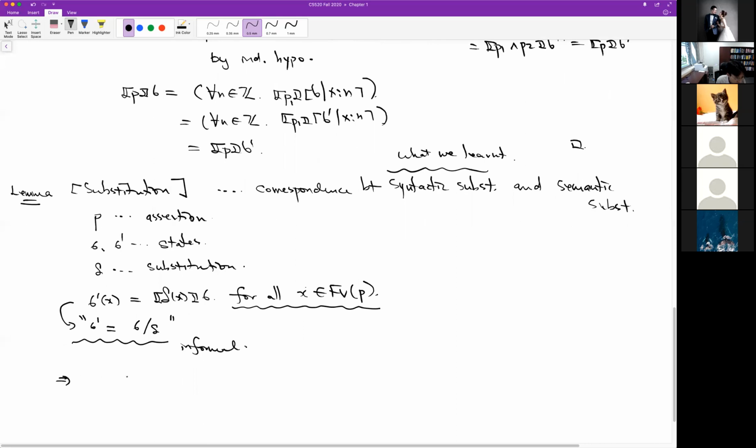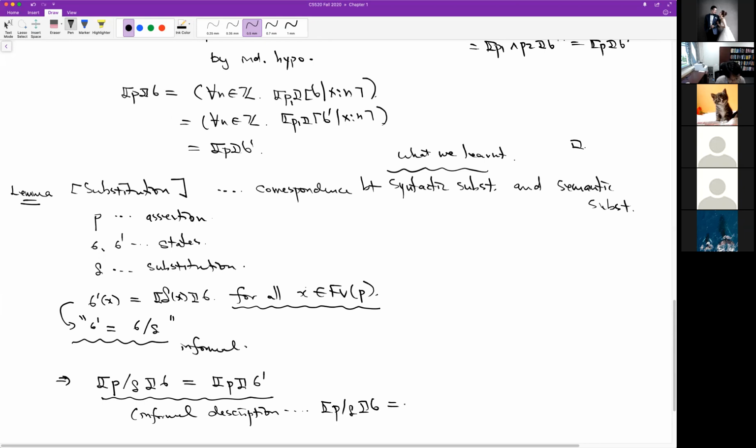So if that's the case, then we have the following property: if we have P and apply the substitution and then interpret it on sigma, that is the same as taking the semantics of the assertion P on sigma prime. And again, using an informal description, it looks like this: instead of applying substitutions on the assertions, we apply the substitution on the state. This is informal, but it will give you some idea. There is a correspondence between applying syntactic substitution and semantic substitution.